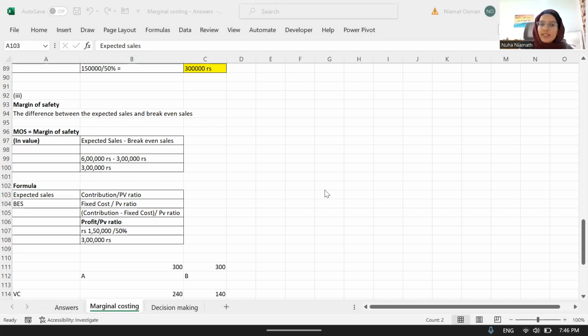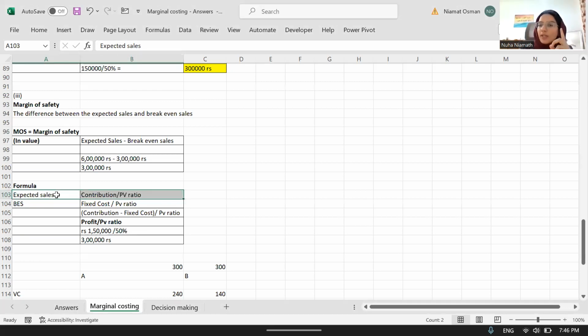How is expected sales equal to contribution divided by PV ratio? Thank you, Jansi. Correct. So PV ratio is contribution divided by sales. So what is sales? Sales will be just cross multiply. Contribution divided by PV ratio will give me sales.